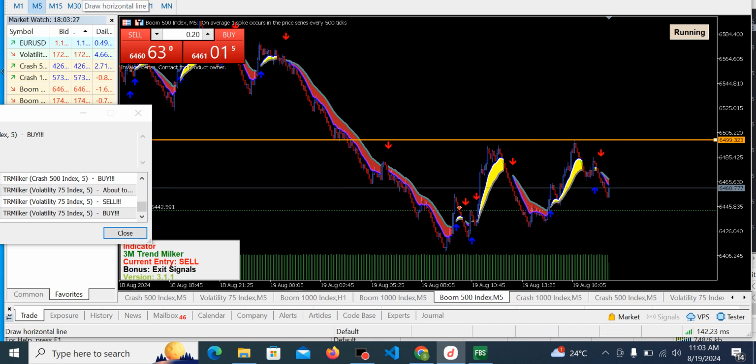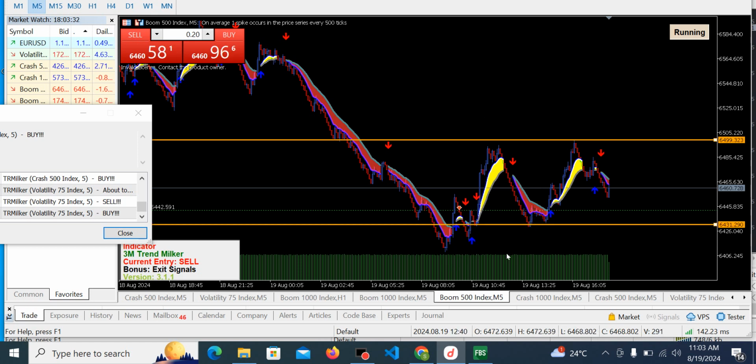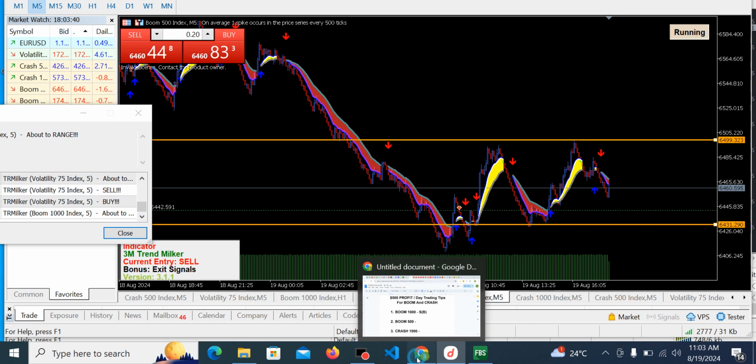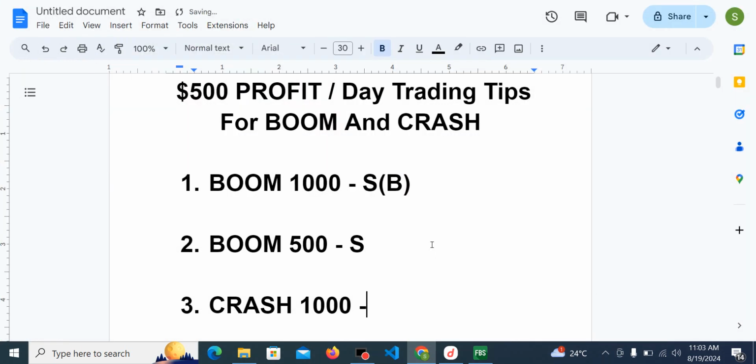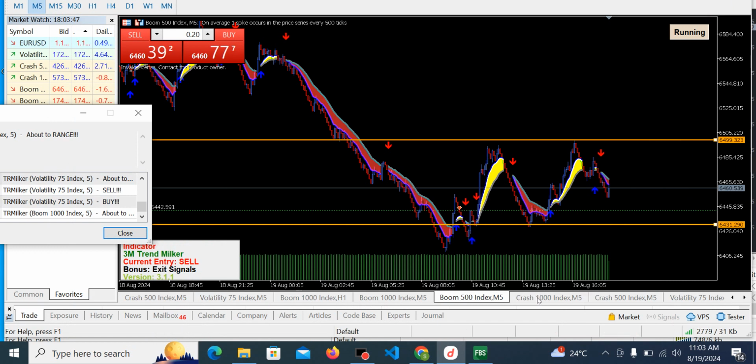If it breaks out below this support zone, then it's most likely for it to get to this region. But if it's unable to break out from here, then definitely it will try out the resistance zone again and see if it will break out above it. So this is selling at the moment. Next asset is going to be Crash 1000. Let's check it out right away.